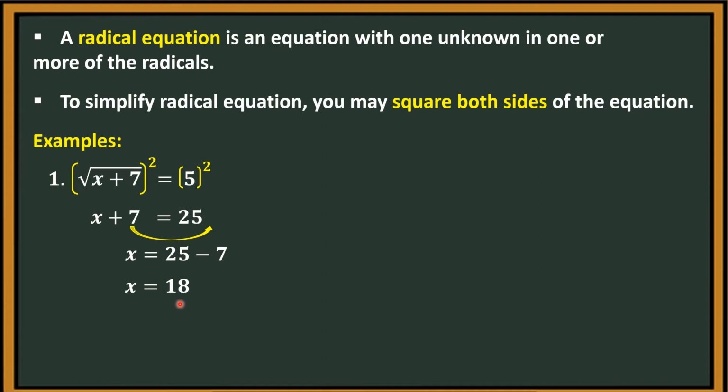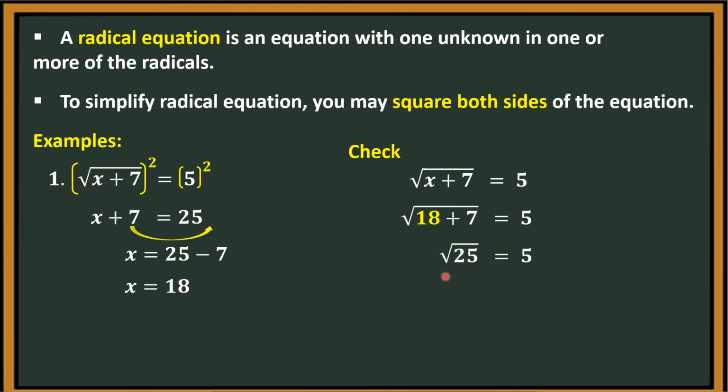So we're going to check if the value of x is 18. Use the original equation. Square root of x plus 7 is equal to 5. We're going to substitute the value for x, which is 18. So that is equal to square root of 18 plus 7 is equal to 5. Simplify 18 and 7, so that is equal to the square root of 25. And 25 is a perfect square.